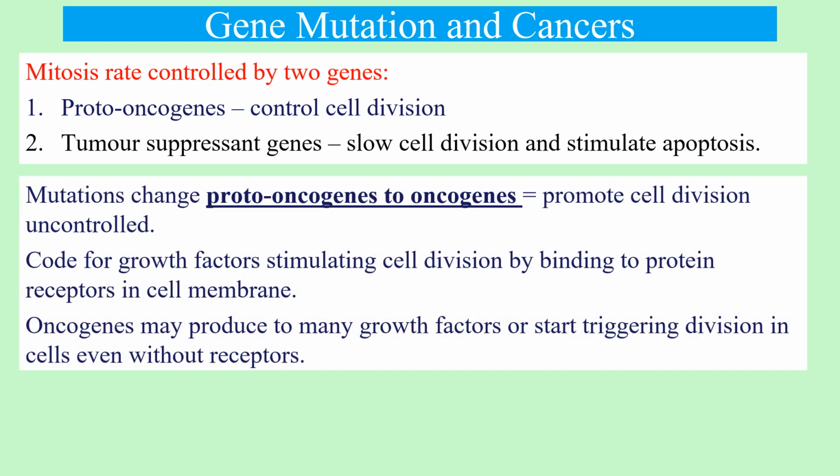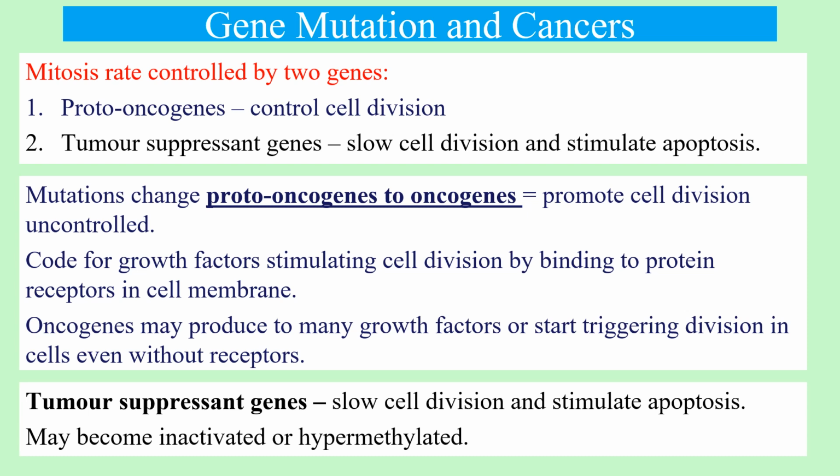So basically, the proto-oncogenes are ones that control cell division and only make enough cell division. Mutations can occur, turning proto-oncogenes into oncogenes, and they lead to uncontrolled cellular division. They code for growth factors that stimulate cell division by binding to protein receptors on the cell membrane. Oncogenes may produce too many growth factors or start triggering division in cells without receptors, and we'll look at that more in the next video.